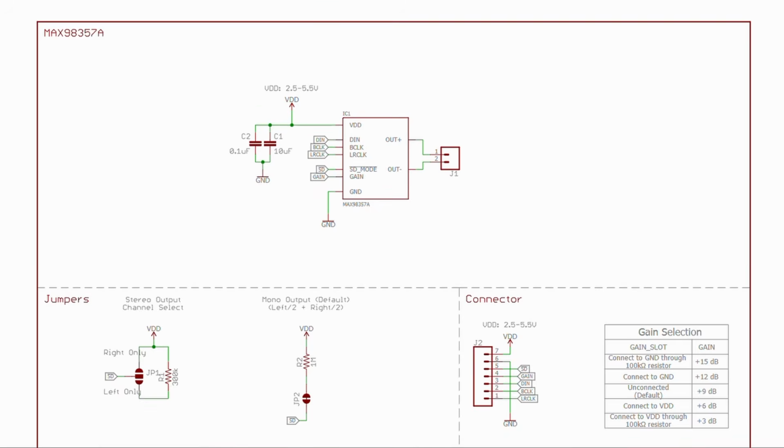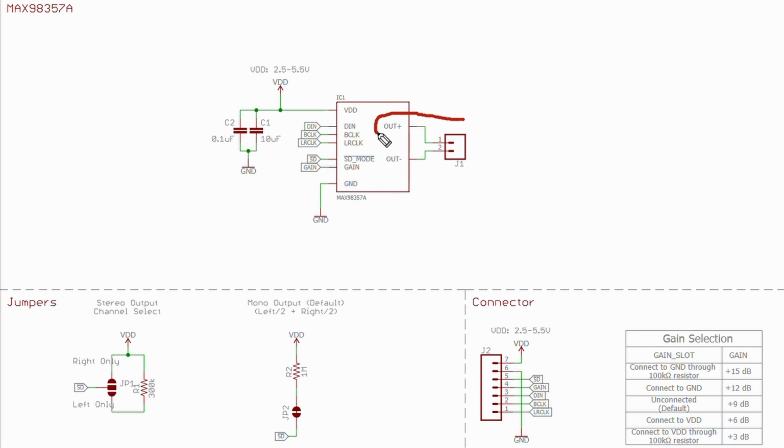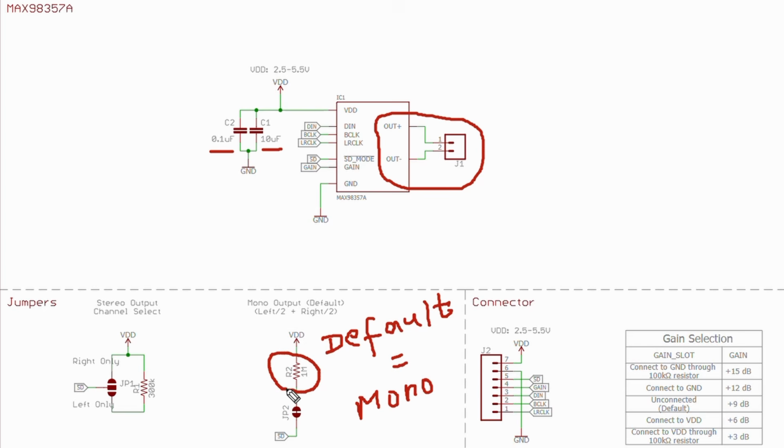Now moving on to the SparkFun module. Here the speaker is connected directly across the differential outputs. And again we see proper decoupling on the power pins. By default, this board is also configured to mono output using a similar resistor on the SD mode pin. However, this design gives you more flexibility. With solder bridges, you can select either left or right channel individually. Don't follow the labeling as it is opposite, that is, left and right channels are somehow mistakenly interchanged.